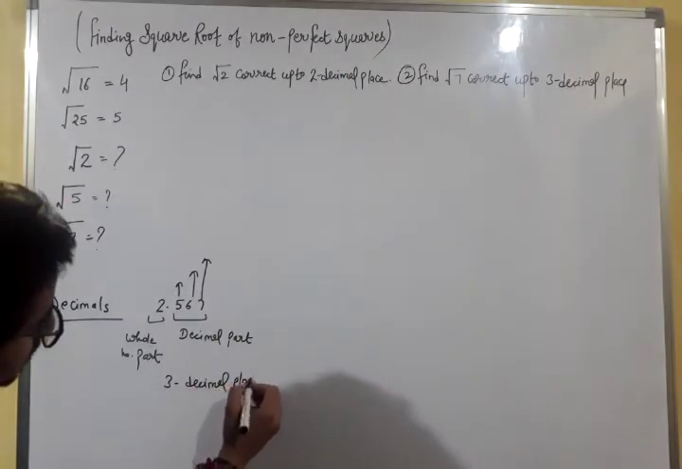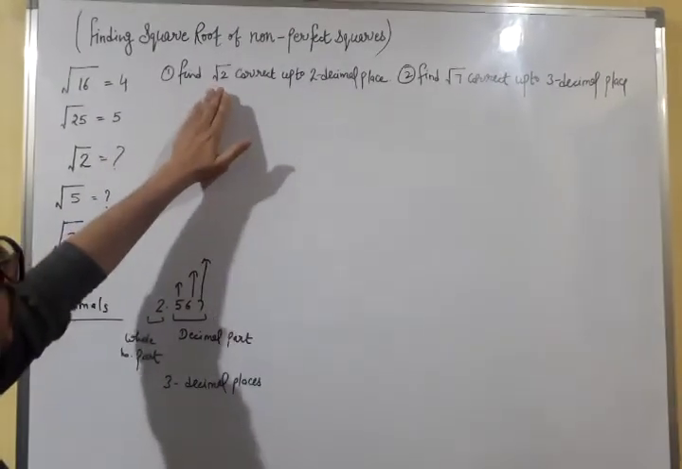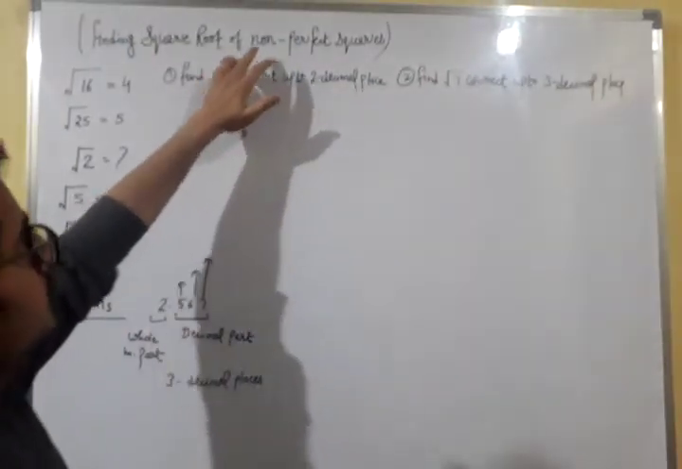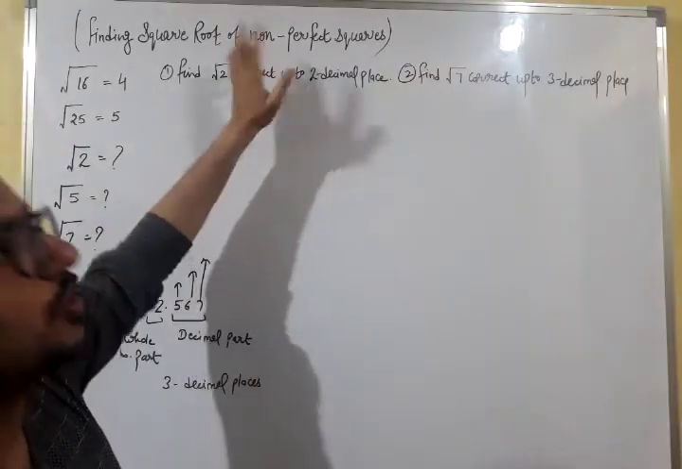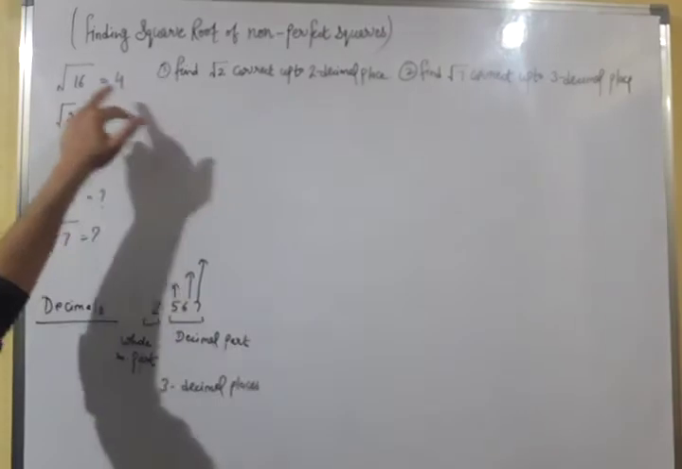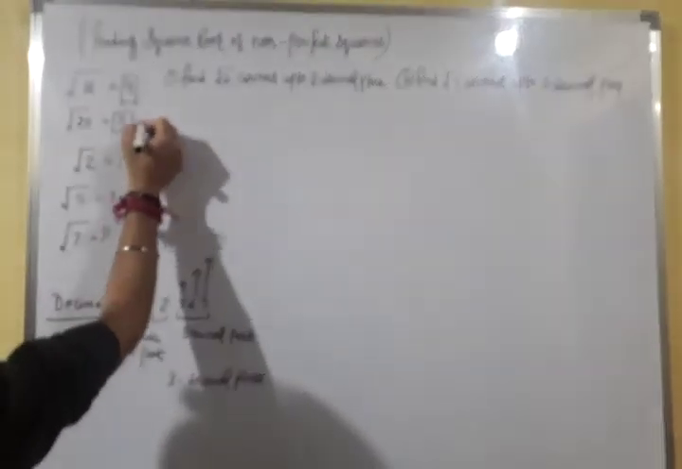But when we find the square root of non-perfect square numbers, the quotient, or we can say the square root, will not be a whole number. It will be a decimal.